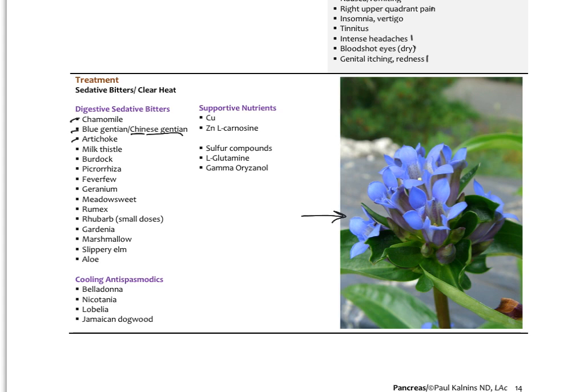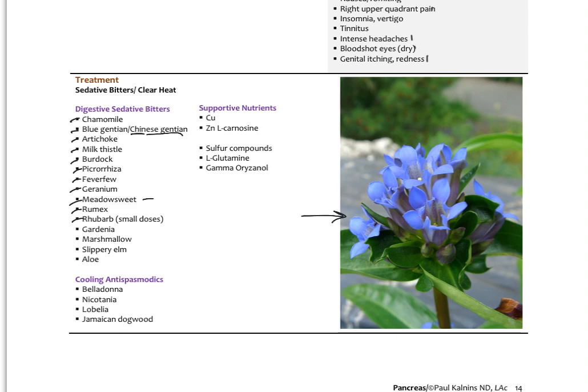Artichoke, also more blue, purple flowers. Milk thistle, same thing. Burdock, picrorhiza is used in Tibetan, Ayurvedic, Chinese medicine. We call a lot of these herbs cold. They have, again, anti-inflammatory, anti-heat effects. Feverfew, geranium, meadowsweet. Meadowsweet actually has, interestingly, salicylic acid, which you would think would be contraindicated in a peptic ulcer or something, but actually studies have been done looking at meadowsweet tea for ulcers and finding that the flavonoids in there actually counteract any of the effects of the salicylates at worsening acid.